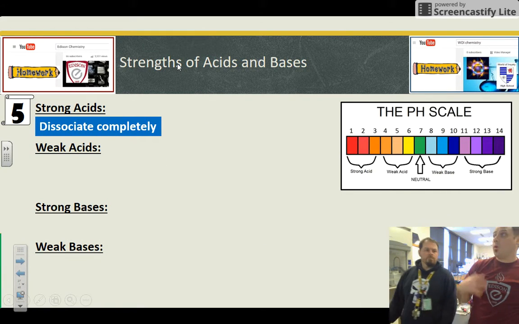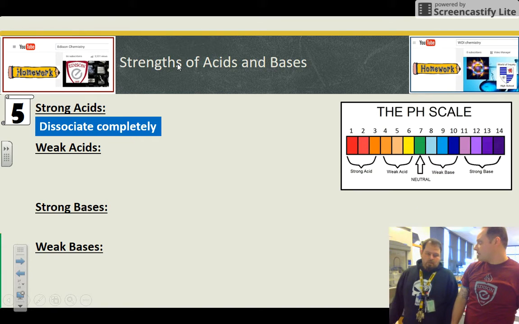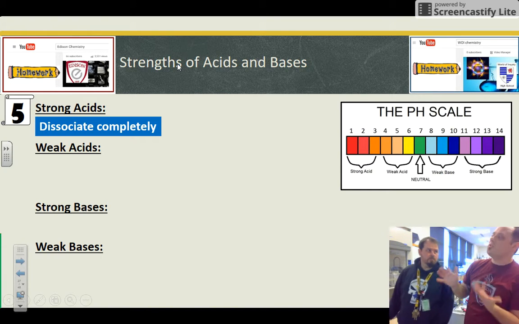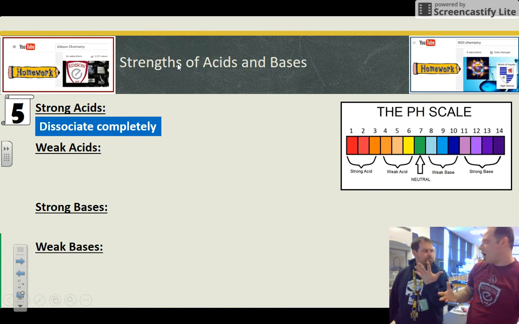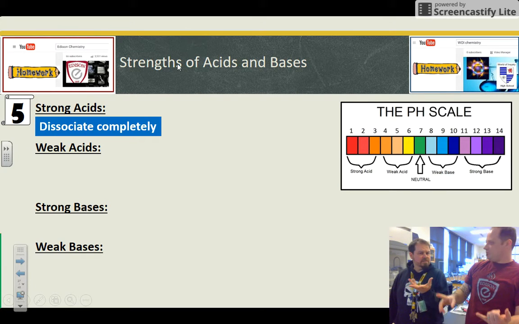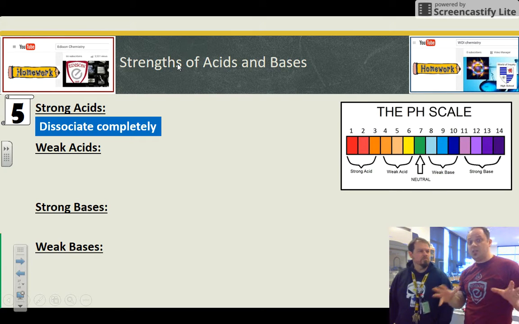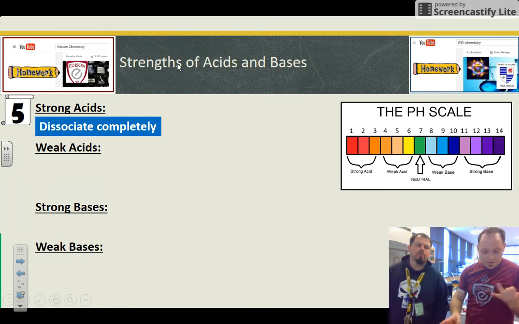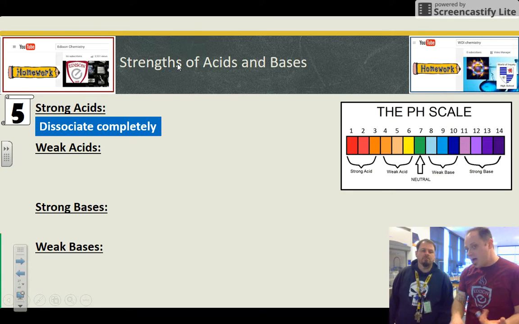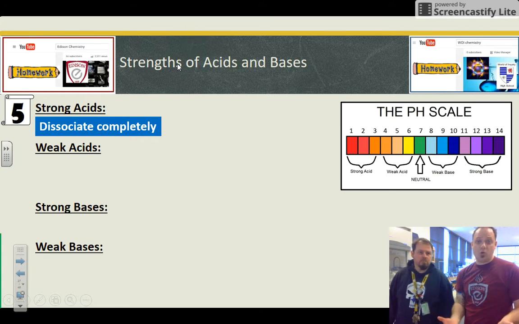Strong acids will dissociate completely. So hydrochloric acid, hydrofluoric acid, sulfuric acid, the type of acid that you would see in TV and drama as melting stuff, causing physical damage to people, reacting with metal. Those are extremely strong acids. Scientifically, strong means they dissociate completely. That's the key. It doesn't just mean concentration.